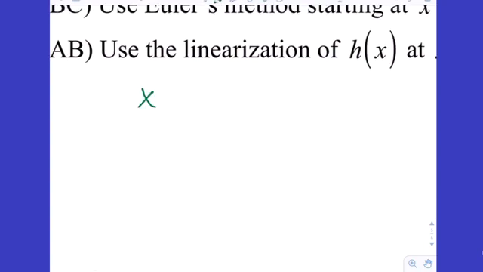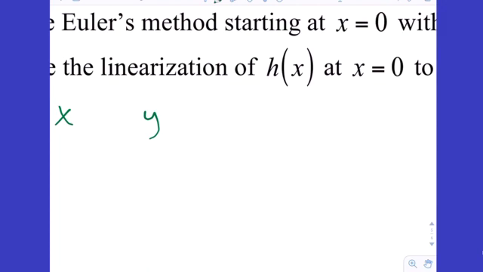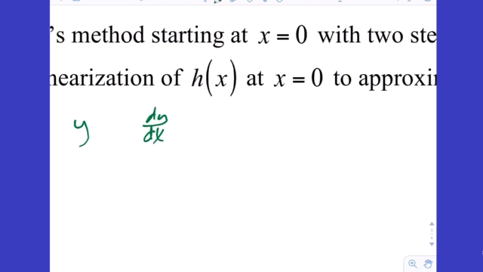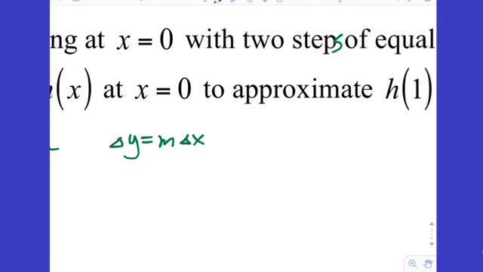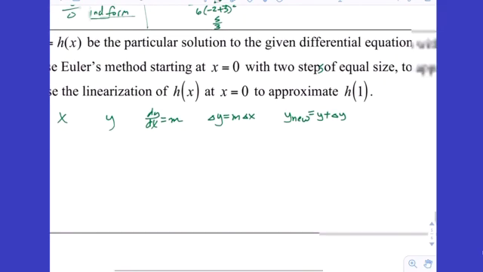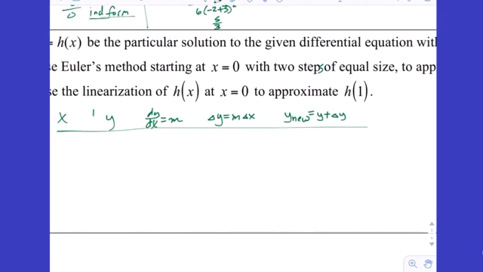So we got x, we got y, we got dy/dx, that's the slope, and we'll call that m. And then once you find that, you need to find delta y. Delta y is m times delta x, and that comes straight from the slope formula. And then we get our new y value, which is the old y value plus delta y. So those are your columns, and this is just a systematic method for getting the right answer.